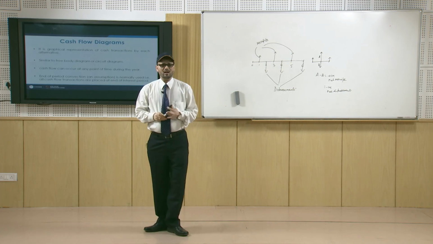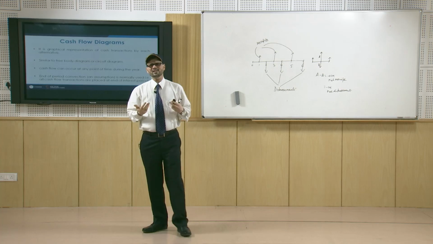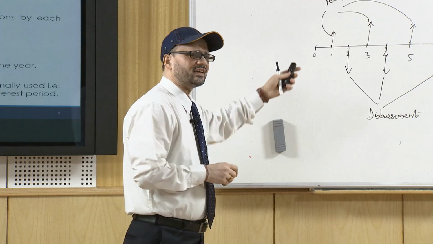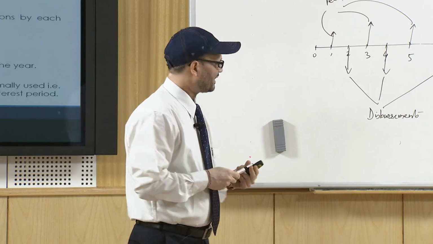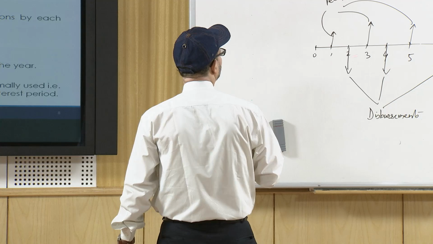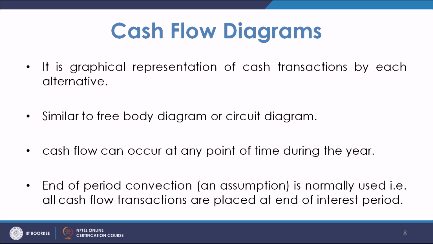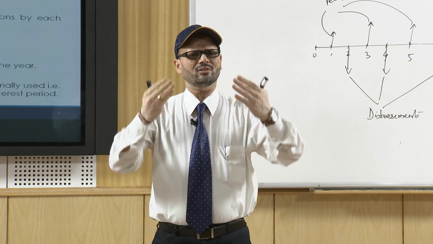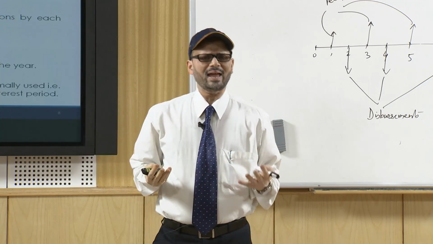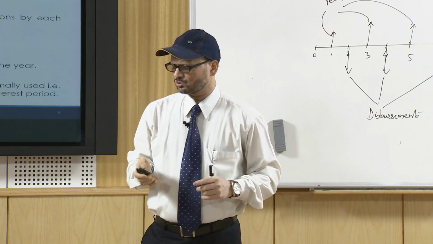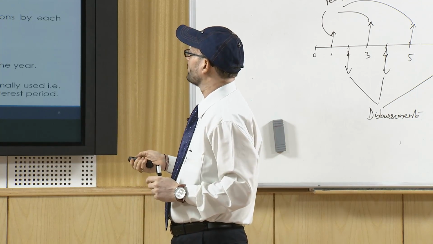Then cash flow diagrams. Cash flow diagrams are nothing but the graphical representation of the flow of cash. The diagram which we have drawn here is nothing but a cash flow diagram. Similar to a body diagram or a circuit diagram, it shows at what point of time what was the flow of cash, what was the receipt and what was the disbursement. So, that is a cash flow diagram.